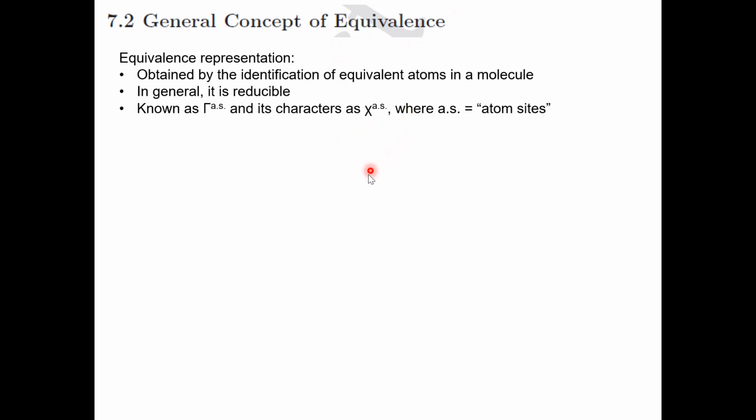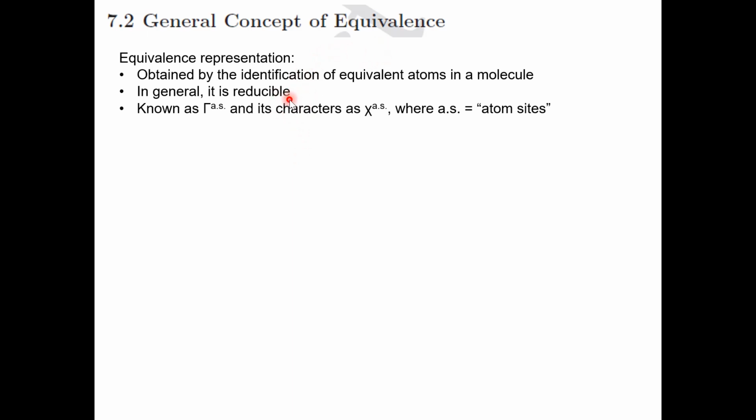And that leads us to the concept of the equivalence representation. From a practical point of view, the equivalence representation is obtained by simply identifying the equivalent atoms in a molecule, and, as I said before, by doing this map, by looking at which symmetry operations take one atom to another atom.